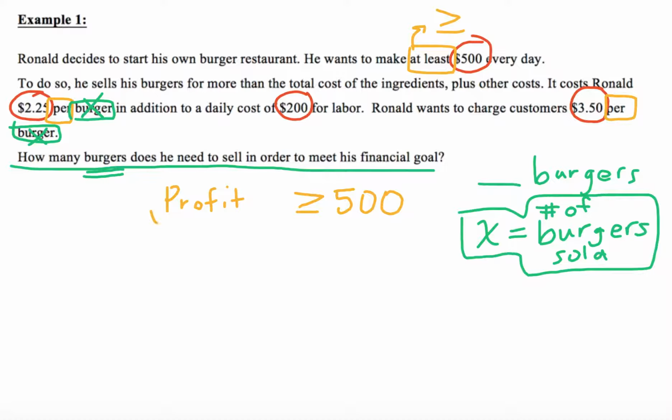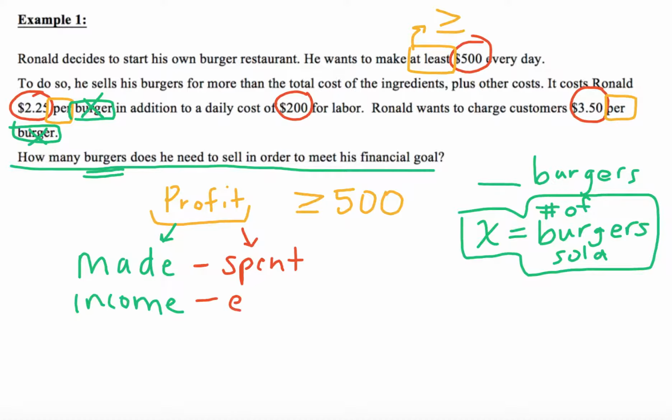Now, your profit, or profit in general, is comprised of two things. It's like the money you make, money made, minus the money that you spend. In other words, the more advanced vocabulary would be your income minus your expenses. And in Ronald's case, he wants to make sure that whatever that is going to be greater than or equal to the $500 that is his goal each day.